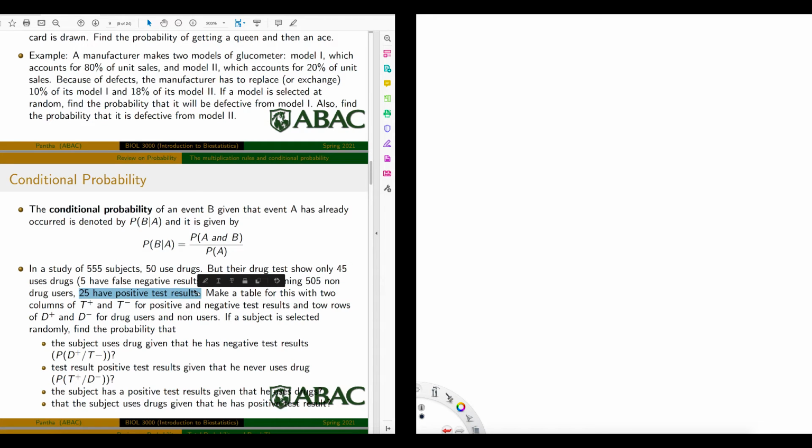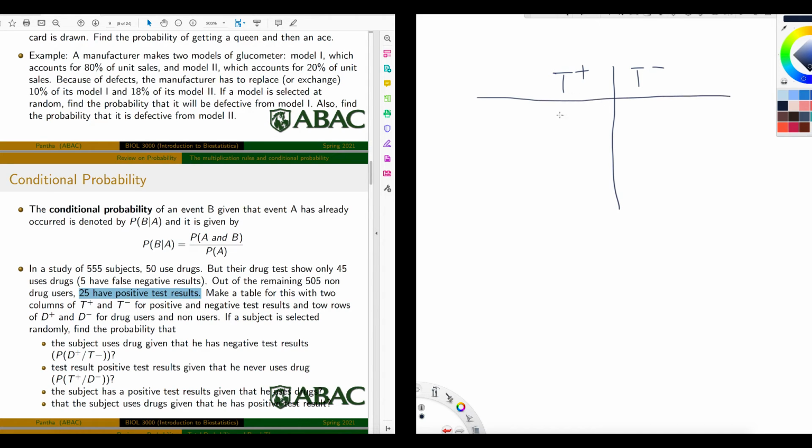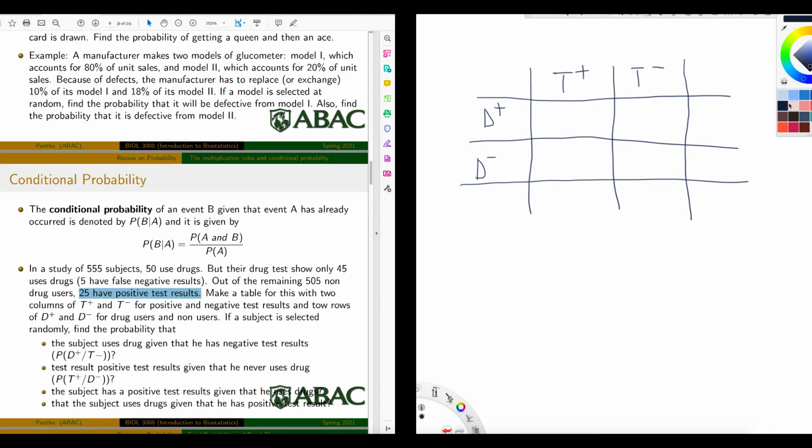Make a table for this with 2 columns, T plus and T minus. You need to make those 2 columns, T plus and then T minus, okay? And then 2 rows, D plus and D minus. Let me say D plus is the drug users, and D minus is the non-drug users, okay? This is what we got. And let me write down the totals here as well.